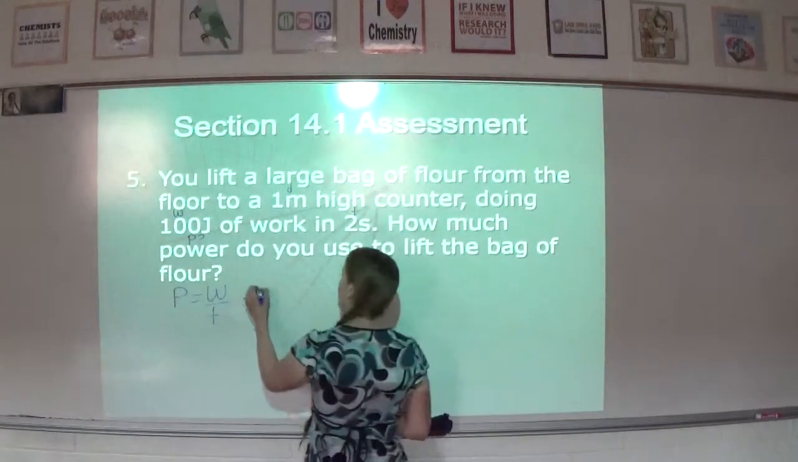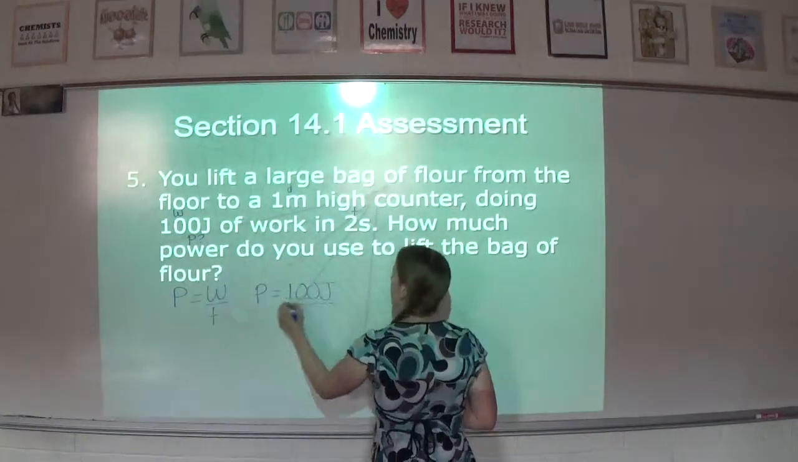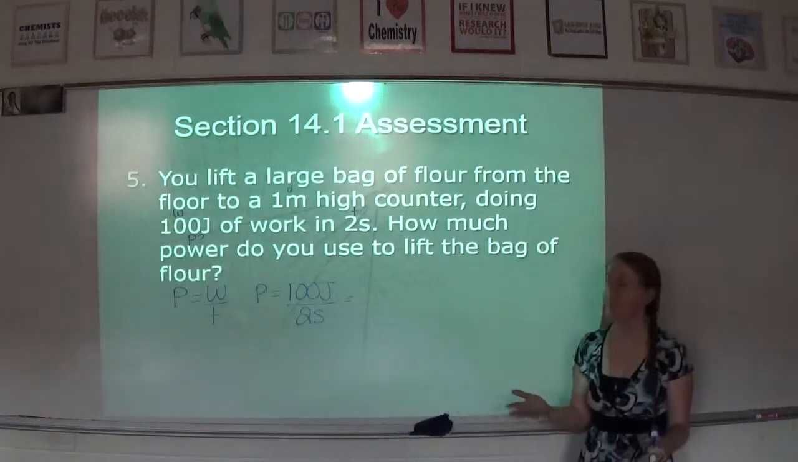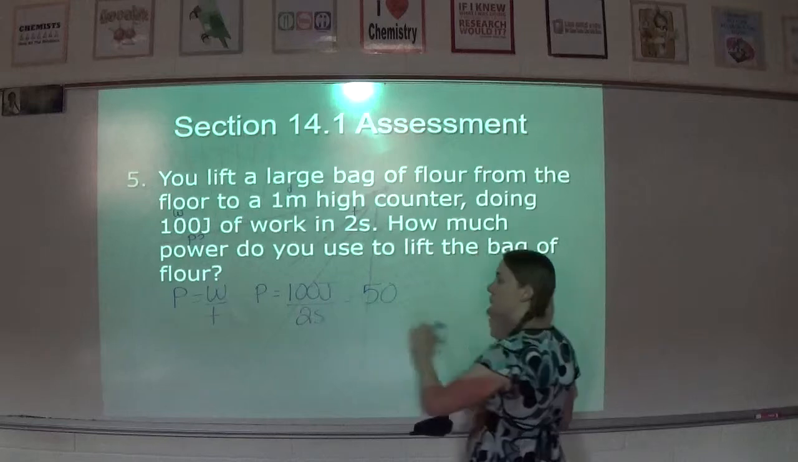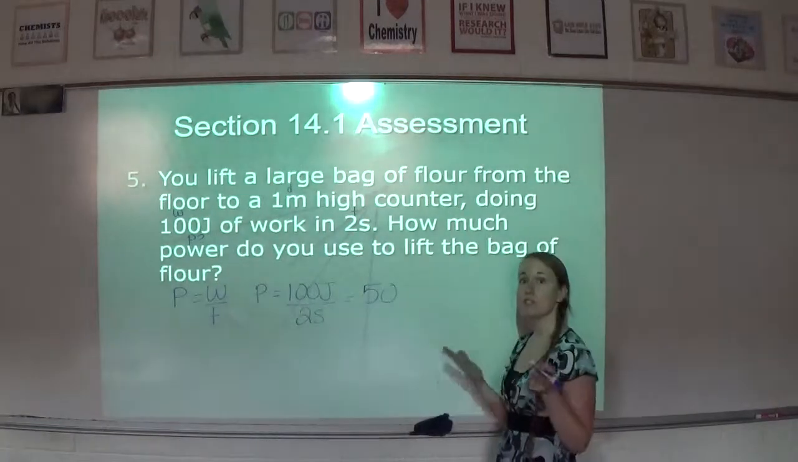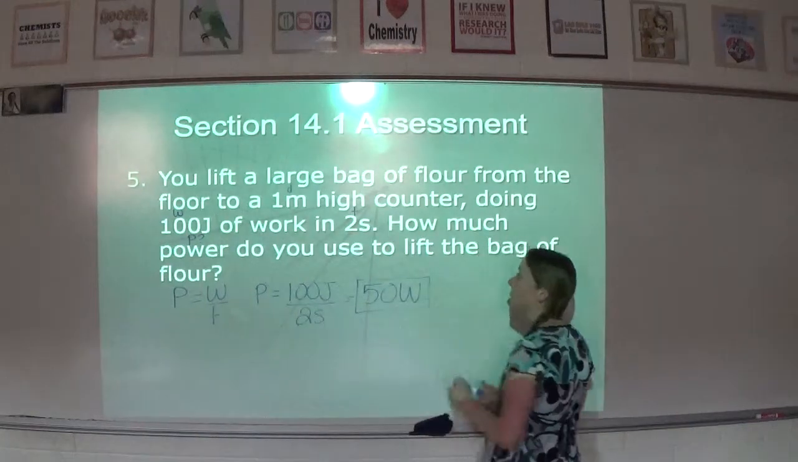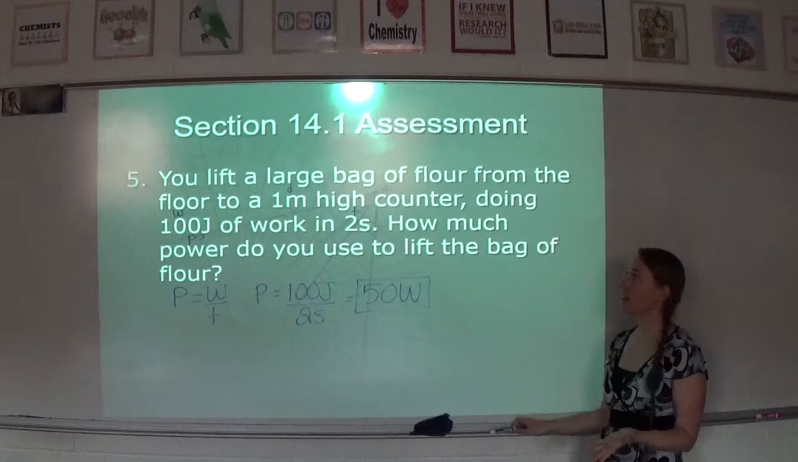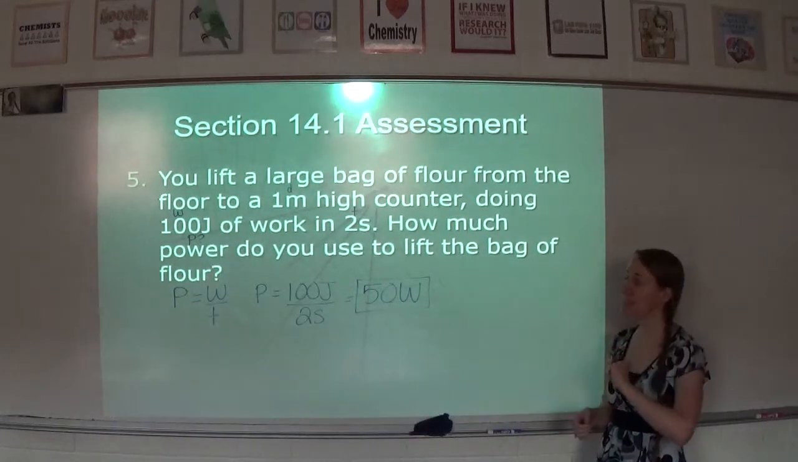All right, so I just plug in. My work is 100 joules. My time is 2 seconds. So obviously, 100 divided by 2 is 50. And then you'll get joules per second, which, as I told you, the SI unit for power is watts. So 50 watts of power. So hopefully now you have a good understanding of how to calculate work and power and when work is and is not done.